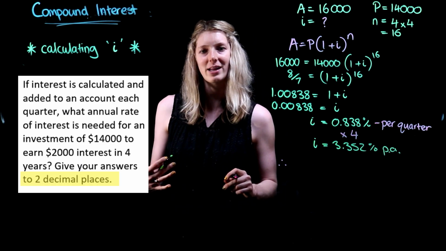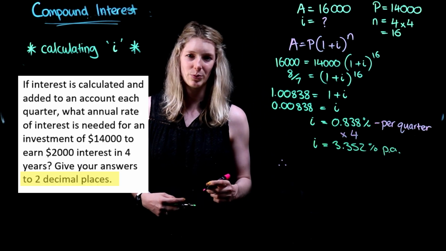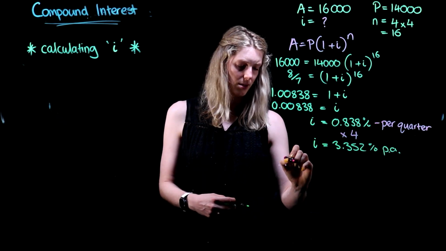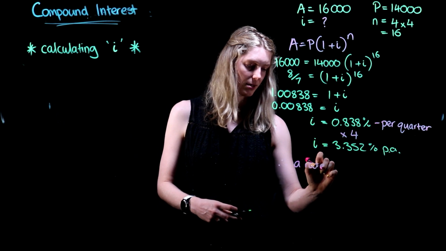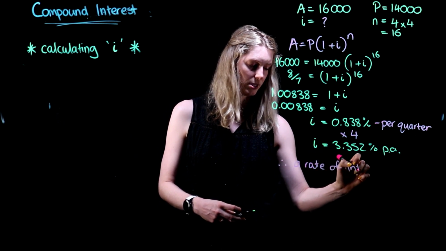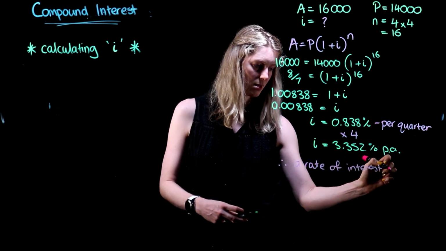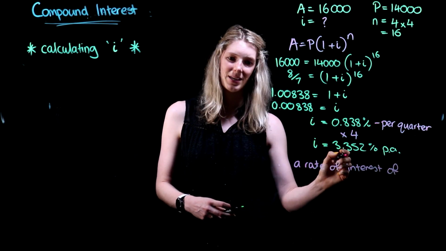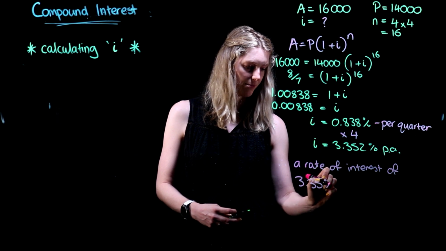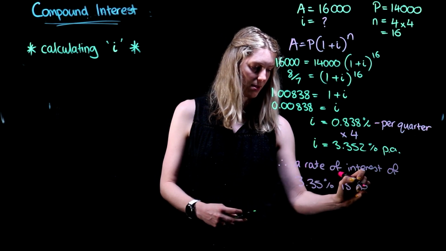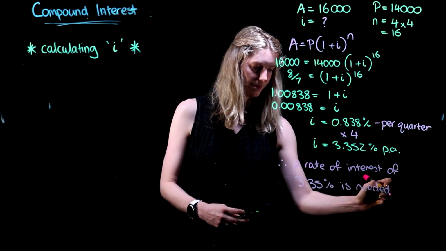So when we are finalizing this question, we also need to take into consideration the fact that it asked us to round our final answer to 2 decimal places. So we can say that a rate of interest of, rounding this answer to 2 decimal places, 3.35% is needed.